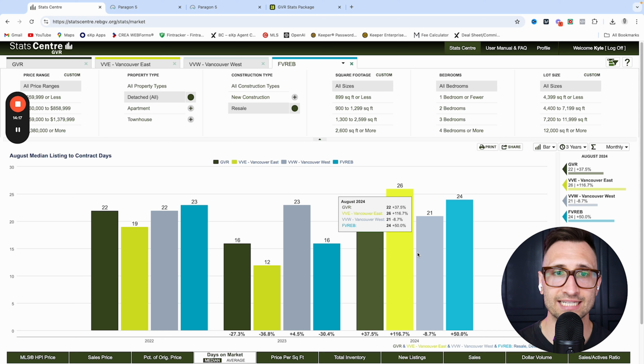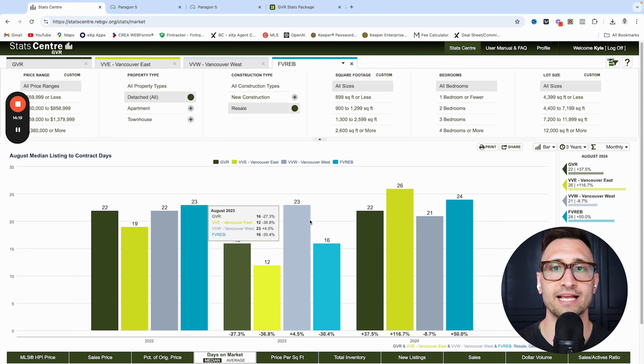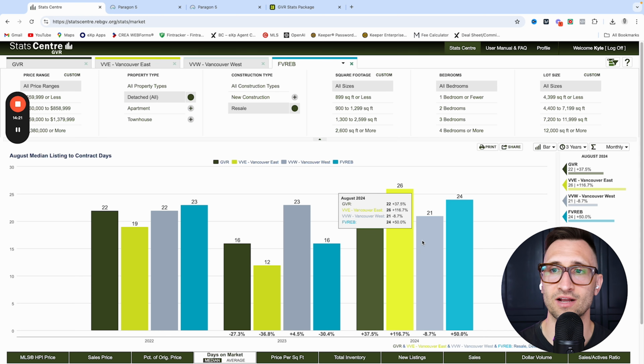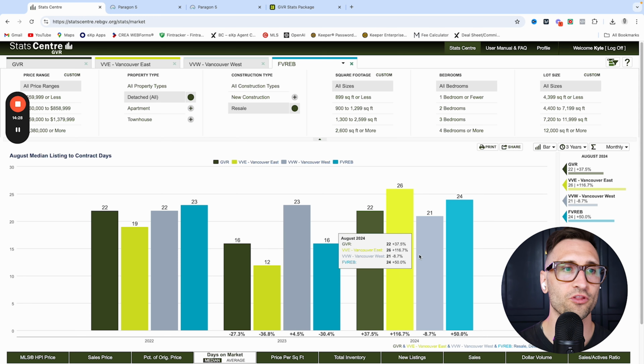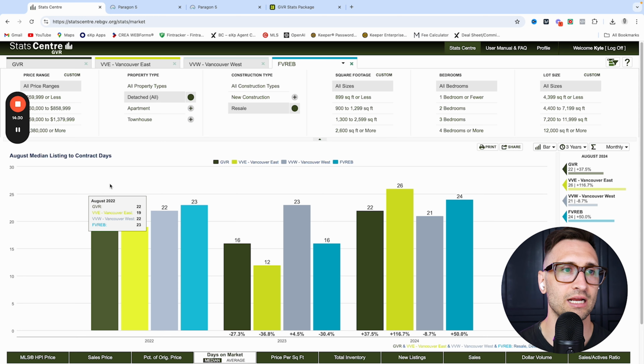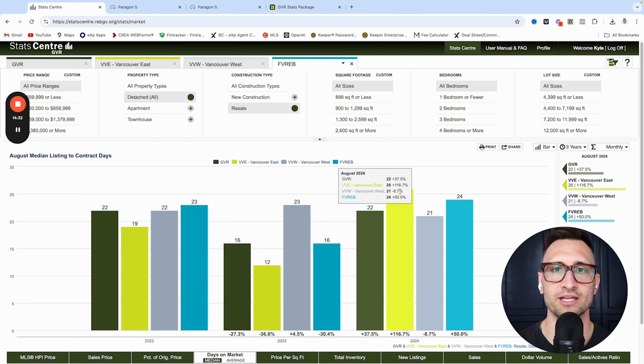Vancouver West actually had a slight reduction, going from 23 days on market to 21 days on market on Vancouver's West Side, and the Fraser Valley sitting at 24 days, a 50% increase from 16. But for the most part, you can see that these days on market numbers are pretty much identical from 2022 all the way into 2024 here.